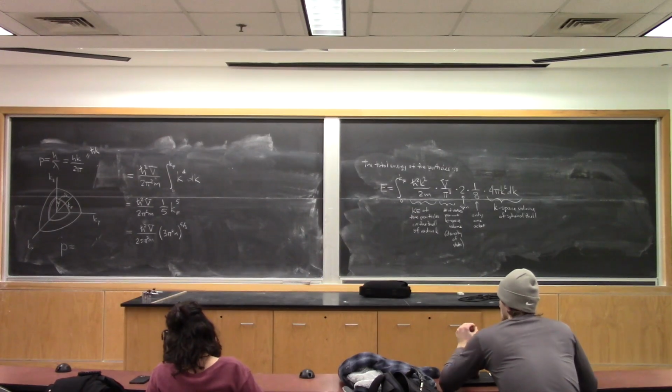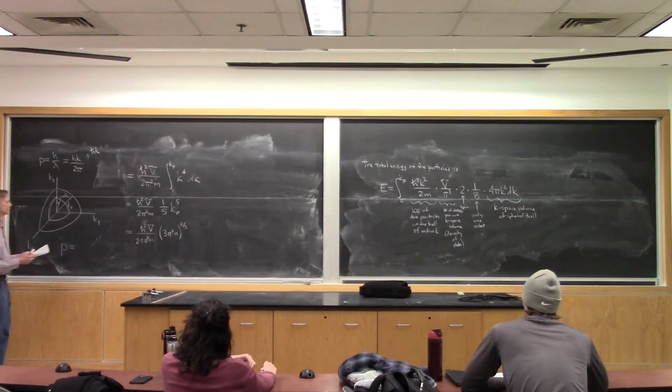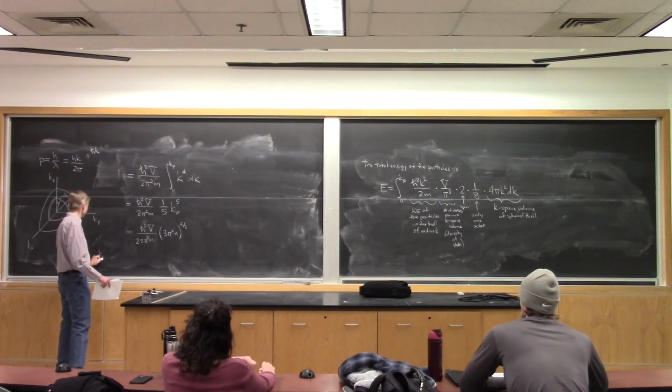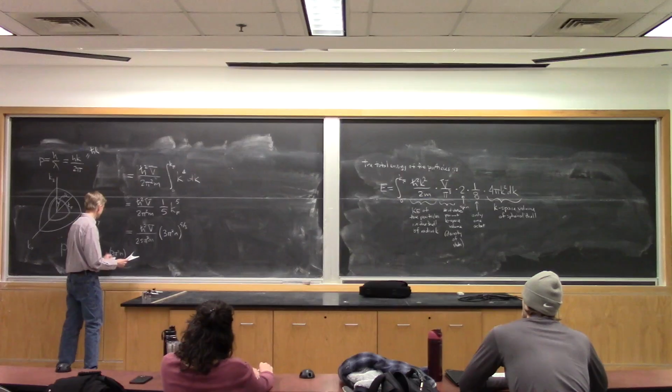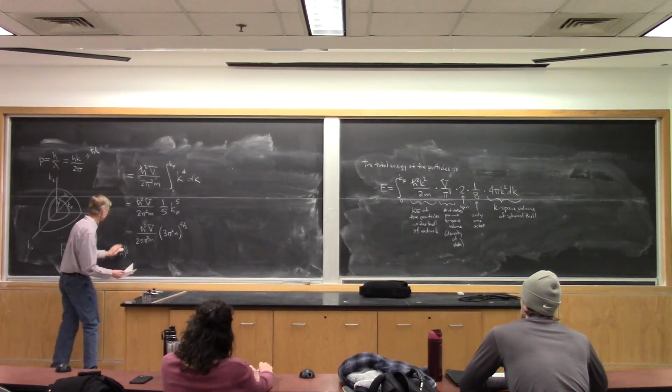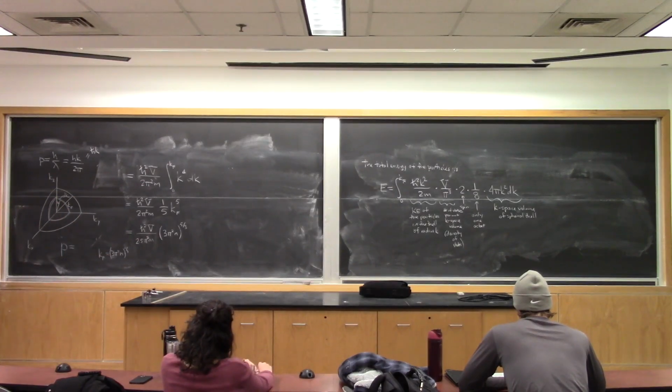k Fermi cubed was 3 pi squared n. So k Fermi itself, I said 2/3, I was wrong. It's 3 pi squared n to the 1/3. k Fermi is 3 pi squared n to the 1/3, raise it to the 5th power, and I get back to the 5/3 power.